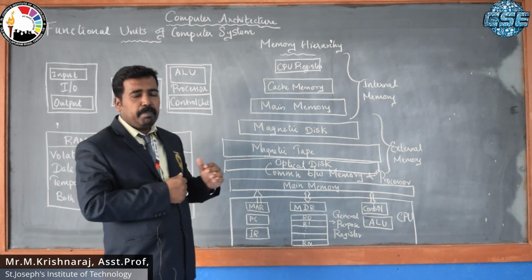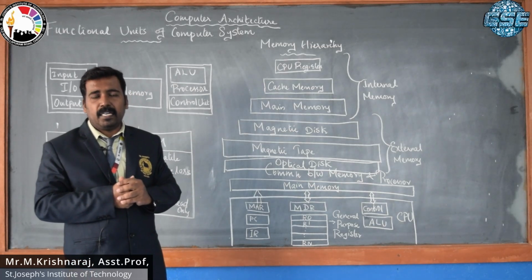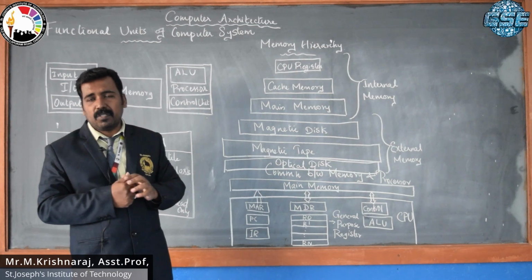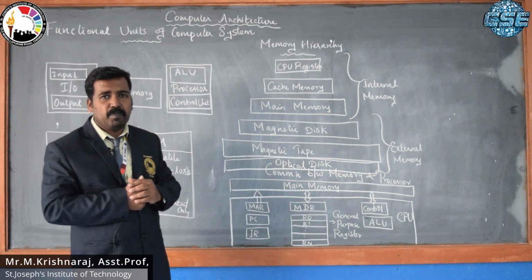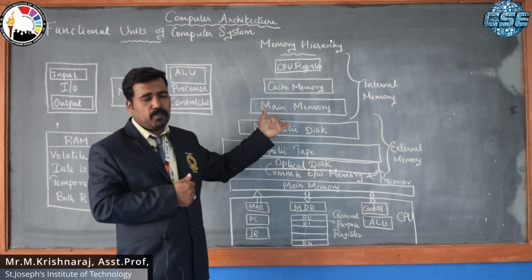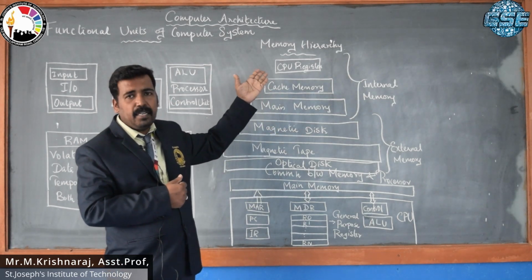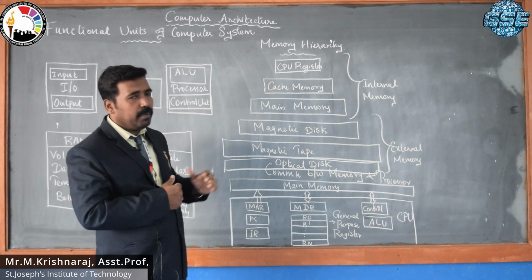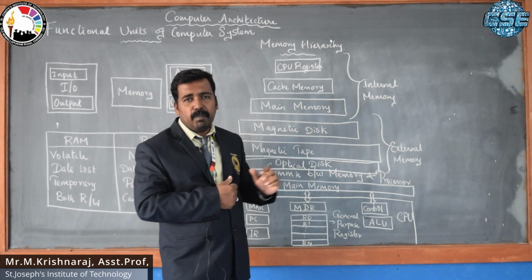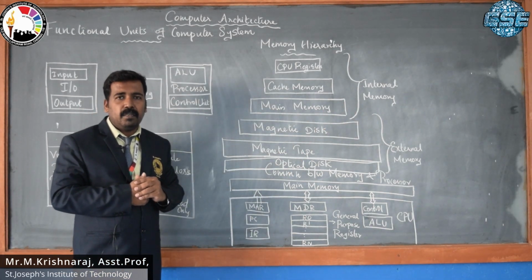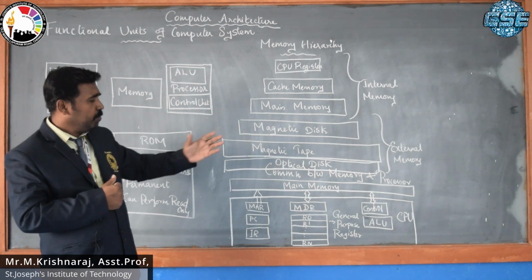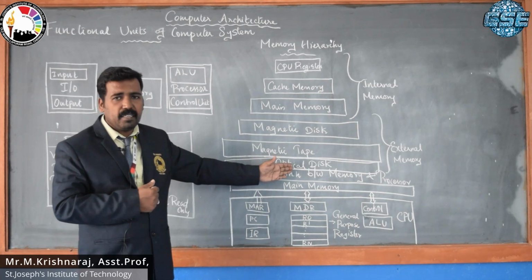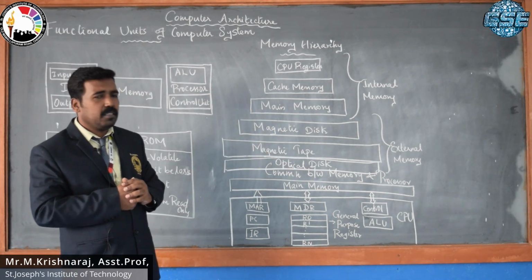The third one, main memory, is called RAM, random access memory. It's also temporary memory, and whichever instructions are brought for execution by the CPU, first of all come to the main memory. Then cache memory, then finally it resides in the CPU registers for execution. So CPU register, cache memory and main memory are called internal memories, since they reside in the motherboard of the computer. The next three memories, magnetic disk, magnetic tape and optical disk, constitute external memory.